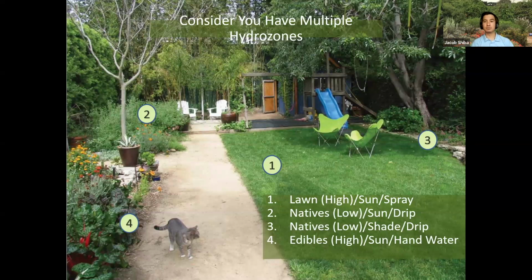Then if we look at our zones 2 and 3, we see that we've got native plants. We want to make sure those native plants, which are going to be low water users, are separated from, say, our edible garden or from our lawn. In this particular example, these native hydrozones are also being watered by drip. So woohoo, kudos for extra irrigation efficiency there.